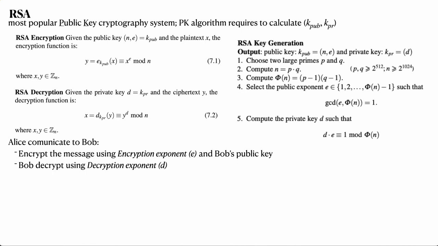A simplified process of how RSA works. If Alice wants to send an encrypted message to Bob, she will first encrypt the message using the encryption exponent E and Bob's public key. And when Bob receives the message, he will decrypt using the decryption exponent.